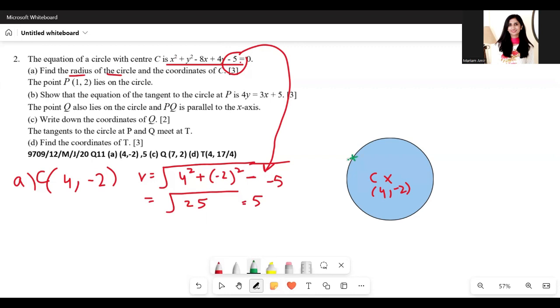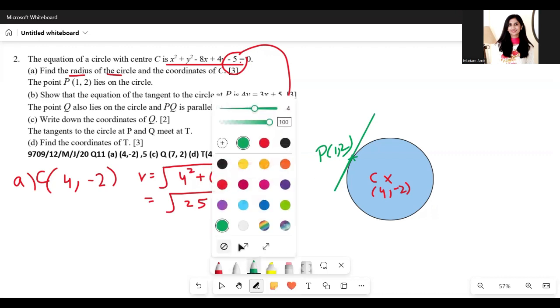1, 2. So this is P. Show that the equation of the tangent to the circle is this. Okay, now you need the equation of the tangent. So let's say this is not a good enough tangent. Something like this. It should only touch the circle at this point P. Okay, we need the equation of the tangent.